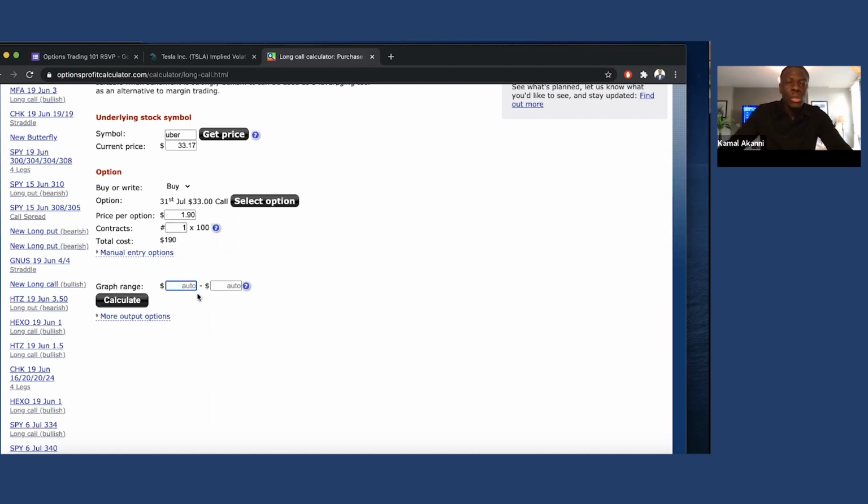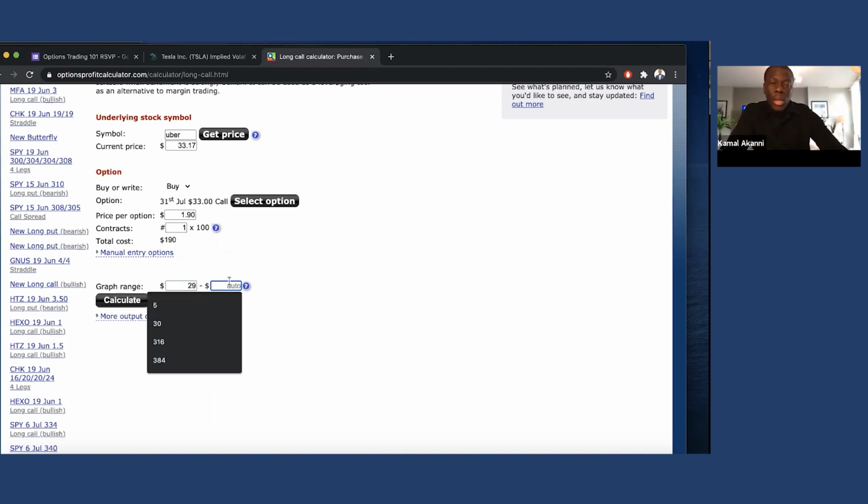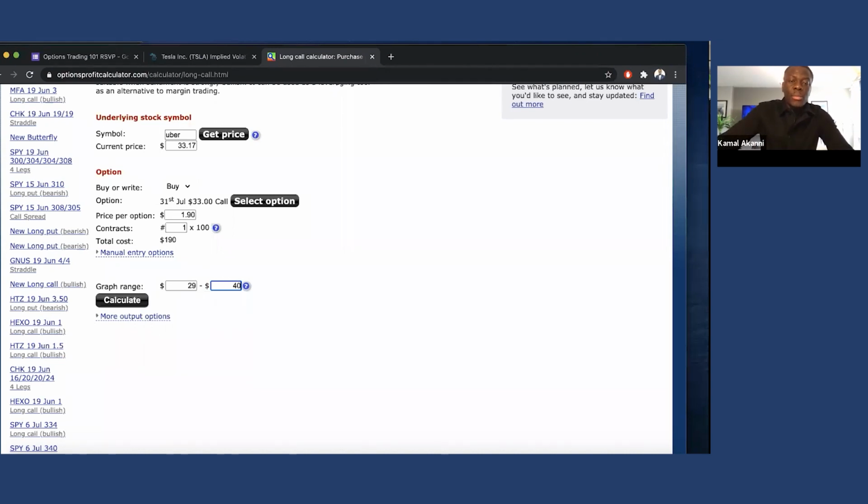Graph range. So Uber is 33. I can maybe say it may fall to 29. Who knows? Okay, now the second part. How far can it go by July 31st? Maybe I had a dream last night and I saw that Uber was trading at $40. Who knows? Maybe $45.